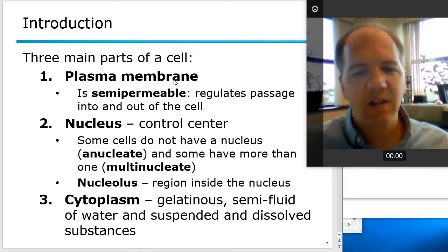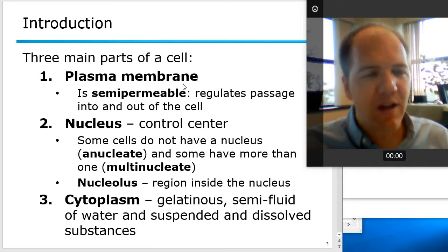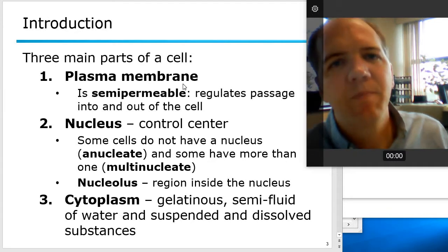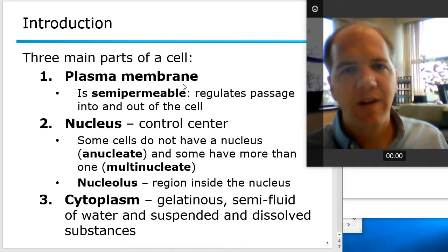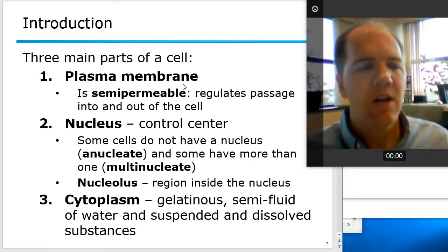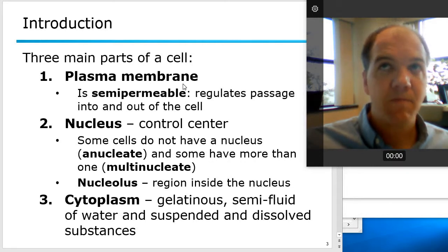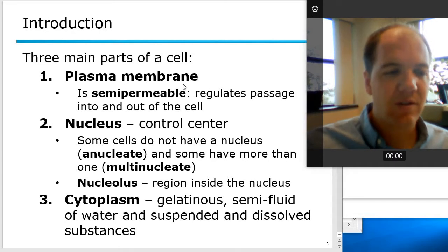The first part of the cell is the plasma membrane. This is the outer wall of the cell. It's the barrier of the cell. So remember that cells have to maintain homeostasis. They have to be able to carry out all the functions of life. In order to do that, they have to maintain certain conditions. So all of these things we're going to be looking at here are parts of the cell that allow these cells to control the conditions inside the cell that allow them to metabolize and do the other functions that they need to do to survive.